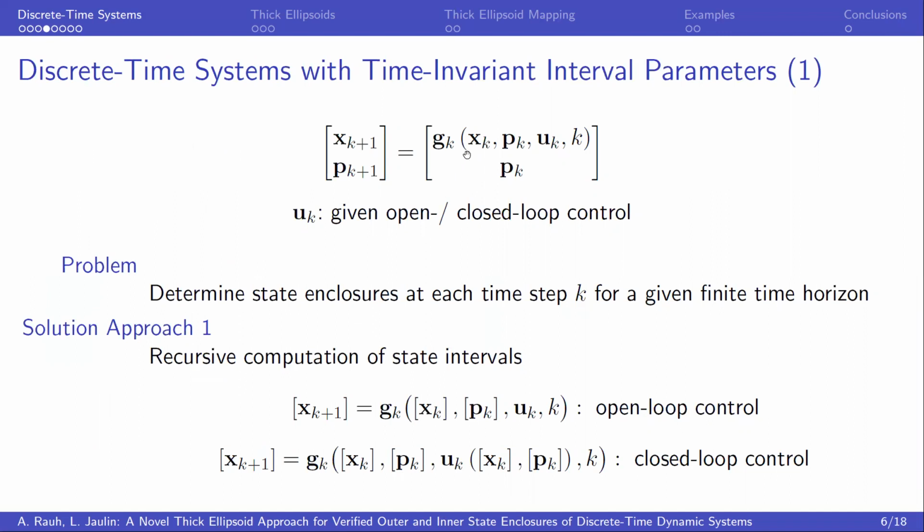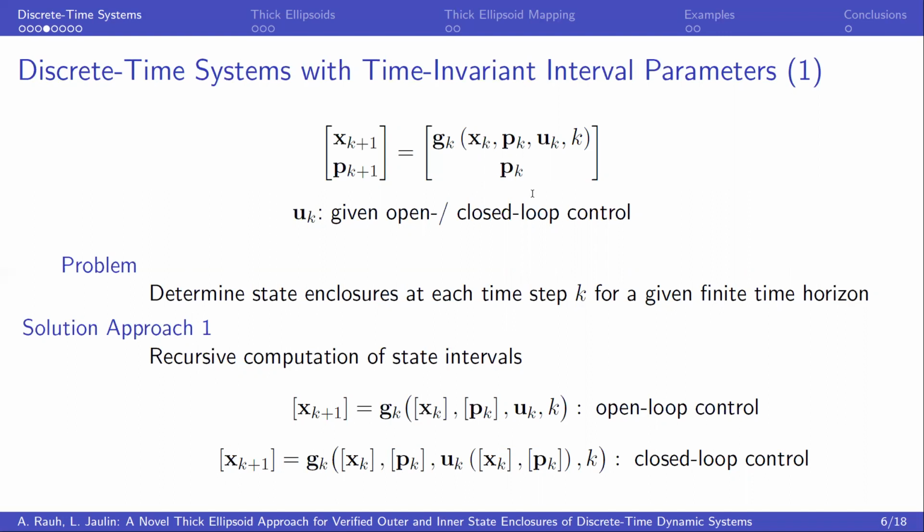Let's assume that we have a time-varying system model, g_k, depending on the state vector x, some parameters p, and an open or closed loop control signal u. As I already mentioned here, the system model may be time-varying due to time dependencies k. Now our goal is to determine guaranteed outer bounds for the reachable state domains at each time step k for a given future time horizon.